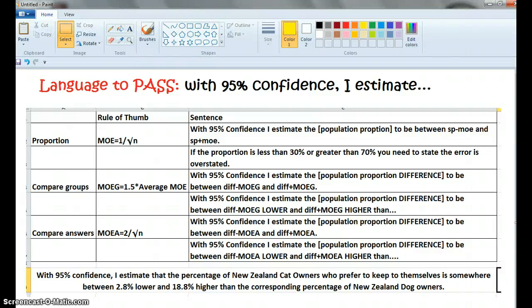So you must use this language in order to pass. And I'm just dealing with passing here, okay? So I'm not dealing with the fancy formulas because you don't need them. So this here, rules of thumb, give a 95% confidence interval. Okay, so that's why you have to say with 95% confidence. However, it's not exact, it's only a mathematical model, so that's why you have to say estimate.